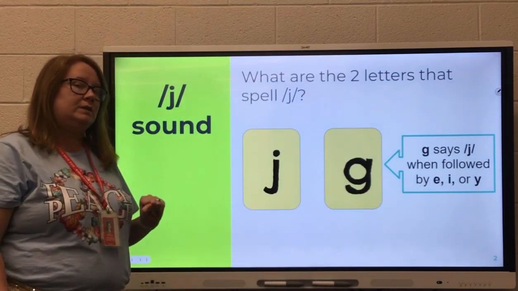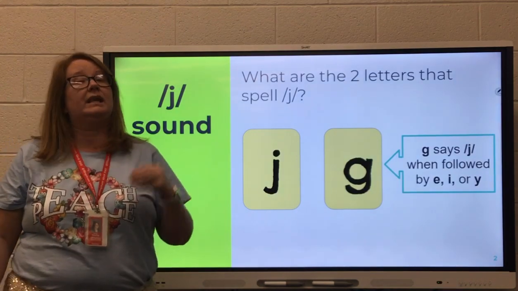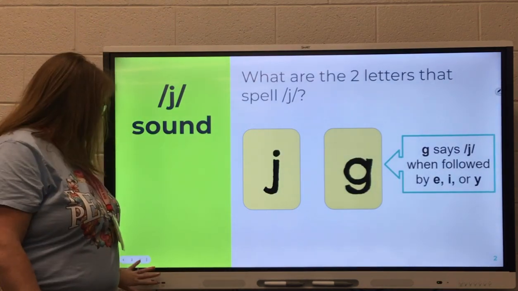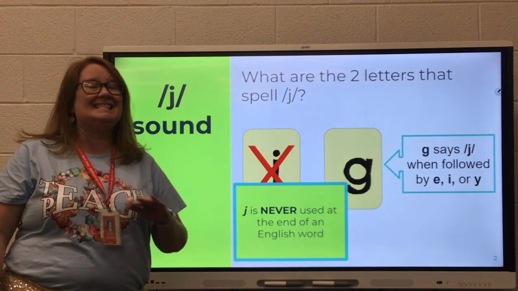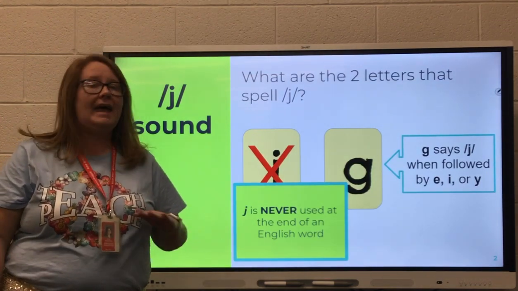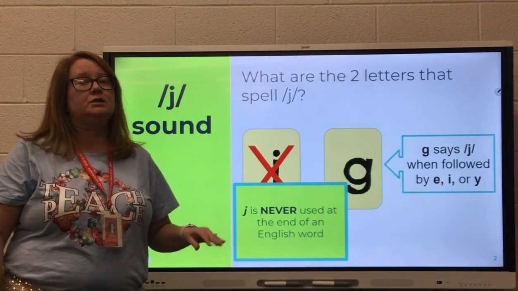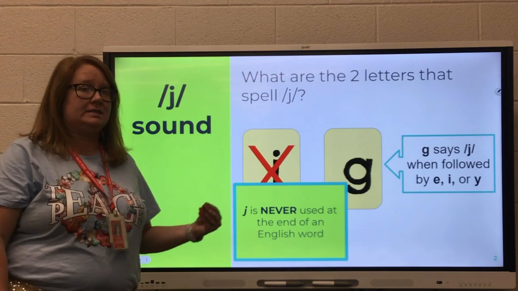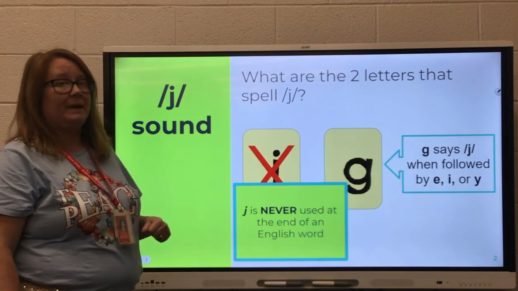But there's one thing you need to know. If we're talking about spelling j at the end of a word, J is never used at the end of any English words. So if we're talking about that ending j sound, your only option is to spell it with a G.